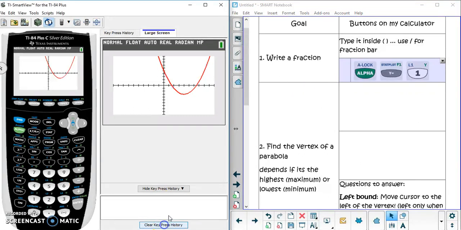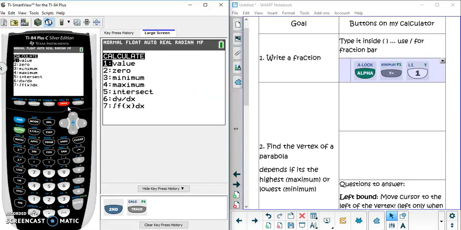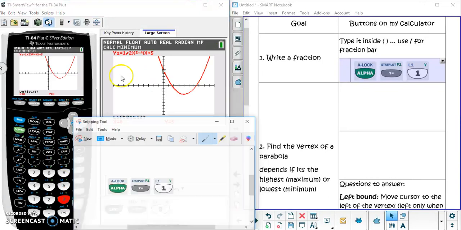So to find the vertex of a parabola, we're going to hit the second button. And second is blue, so we've activated the blue commands. And we want to calculate the vertex, so we're going to hit this button right here. And it does depend what your vertex is. If it's a minimum, we need to choose minimum. If it's a maximum, we need to choose maximum. So here it's a minimum, so I'm going to choose option 3.